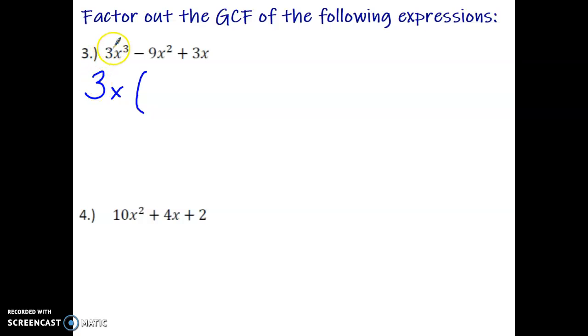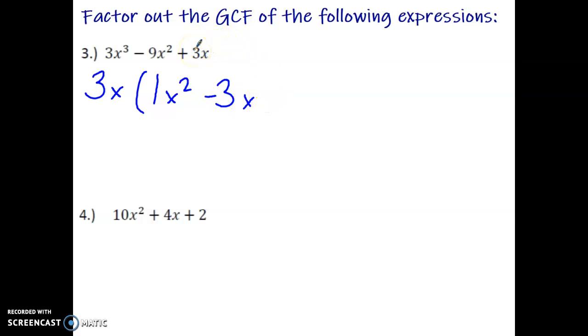3 divided by 3 is 1. And then I have x to the third divided by x. I'm going to subtract my exponents. I had x to the third. I factored out one of my x's, so it makes sense that I would have x squared left. 3 minus 1 is 2. All right, now how about 9 and 3? 9 divided by 3 is 3. And here I have x squared. I factored out one of my x's. 2 minus 1 is 1.